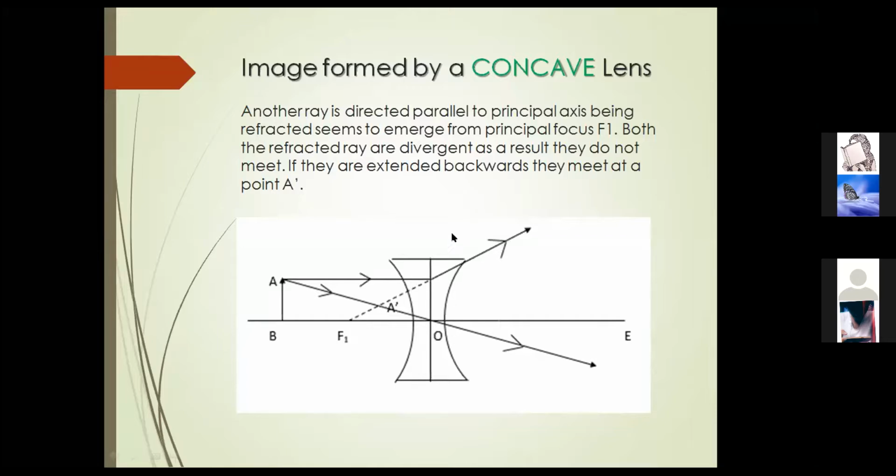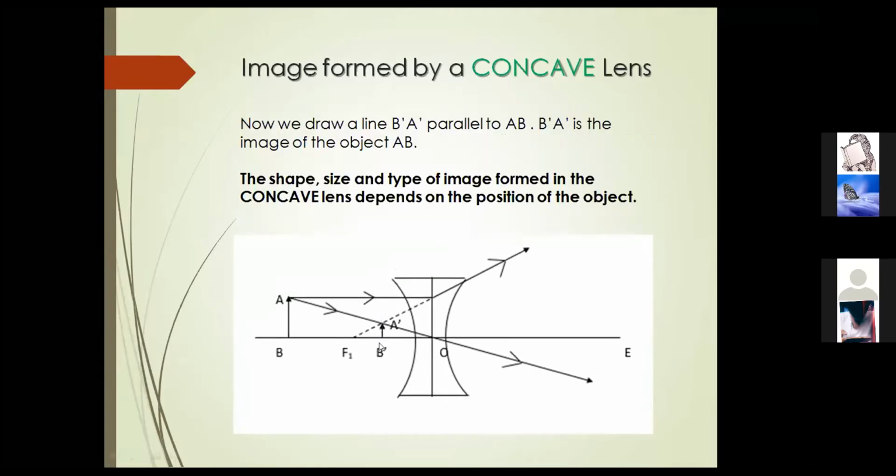As both these rays, the ray passing through optical center and the one after refraction going this way, are divergent, they won't meet. So we will extend them backwards, and we will see that they're meeting at A dash. So if we draw a line A dash B dash parallel to the object AB, this is our image. So in a concave lens, the image is usually erect, virtual, and smaller than the object in size.